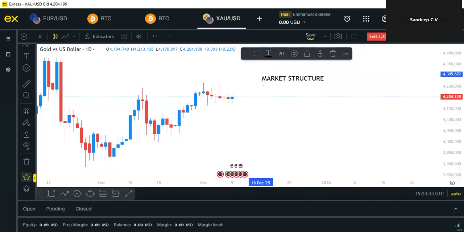So basically we have two market structures that you should focus on as a trader. We have the bullish market structure and the bearish market structure. Those are the two basic market structures you consider when trading.